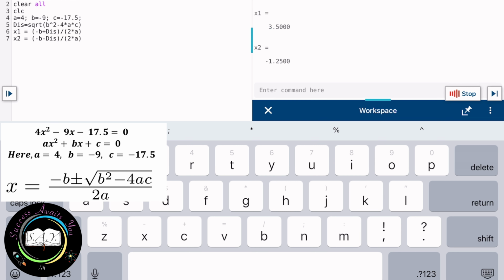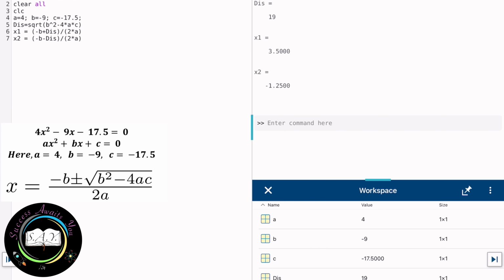Now, after running the program, the value of x1 is 3.5, and the value of x2 is negative 1.25.